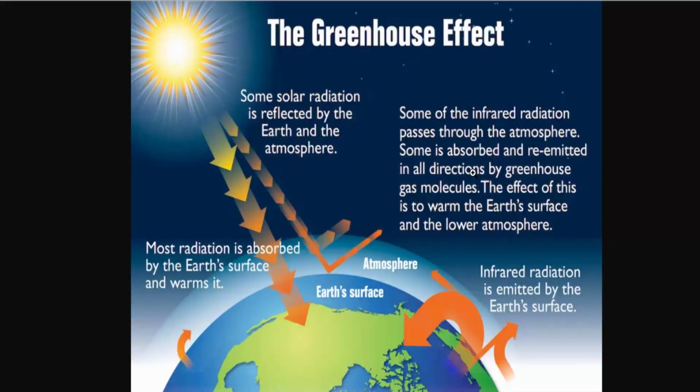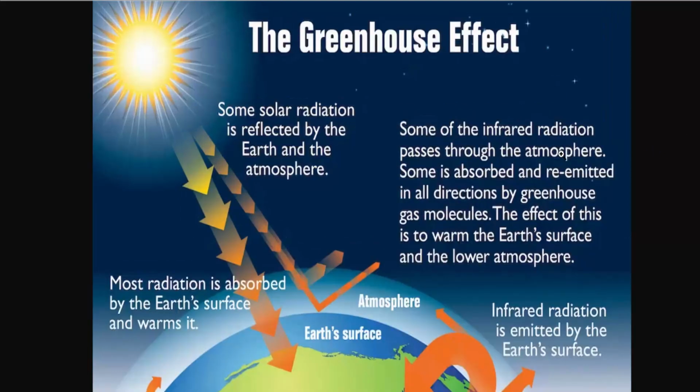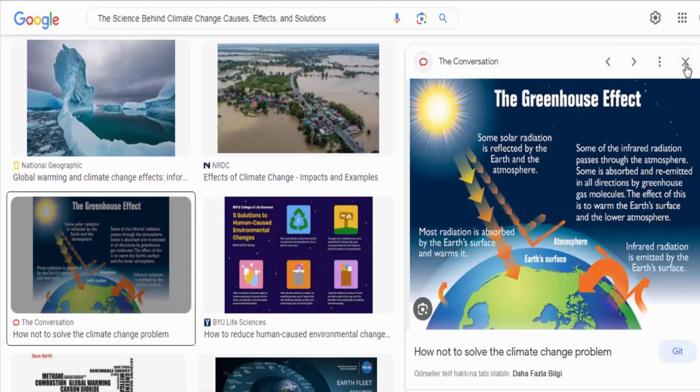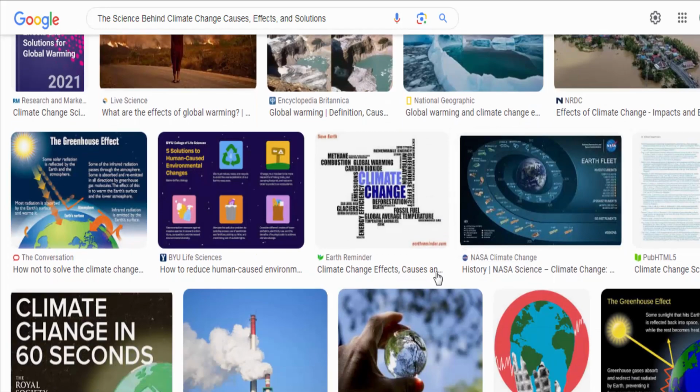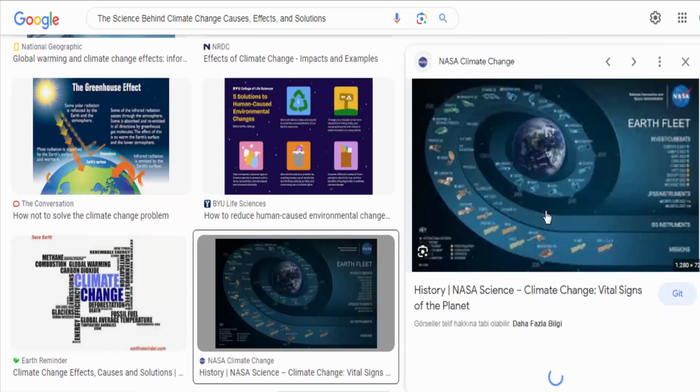Addressing climate change requires a combination of mitigation and adaptation strategies. Mitigation involves reducing greenhouse gas emissions to limit the extent of climate change. This can be achieved through transitioning to renewable and clean energy sources, improving energy efficiency, promoting sustainable land use practices, and implementing policies and regulations to reduce emissions from various sectors.